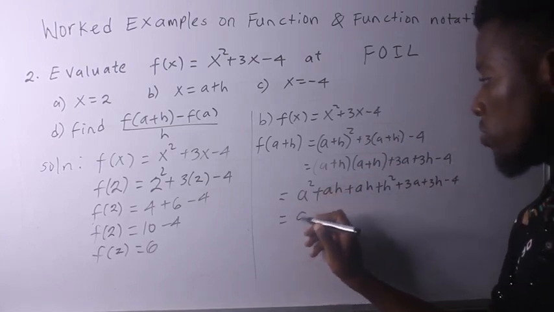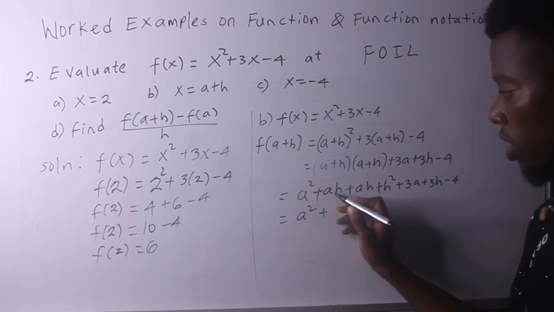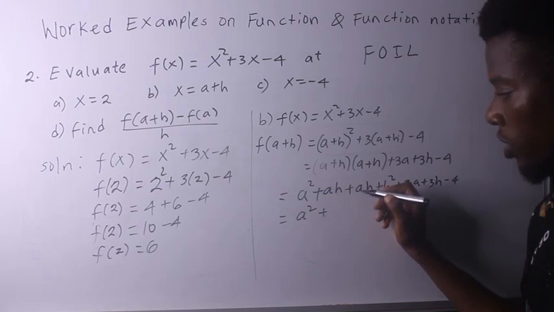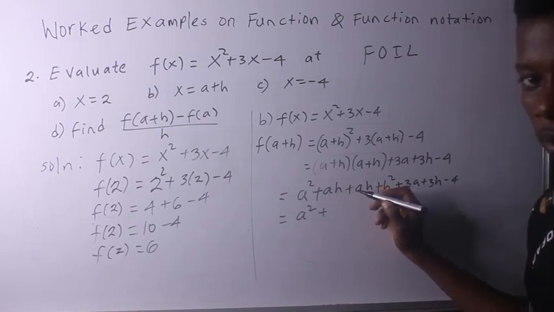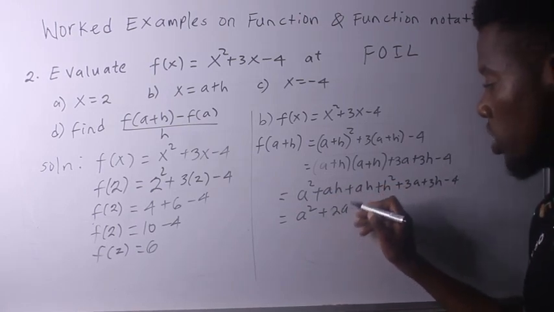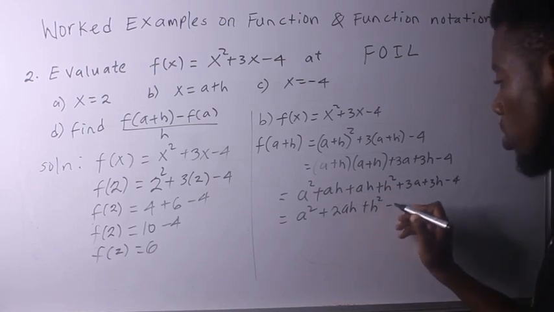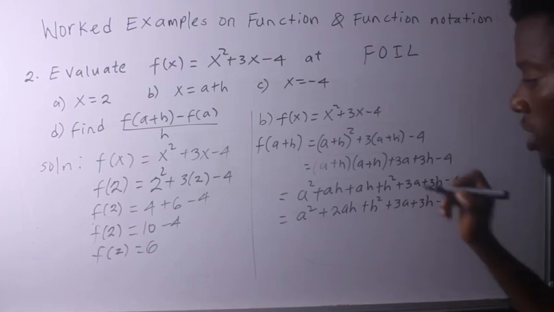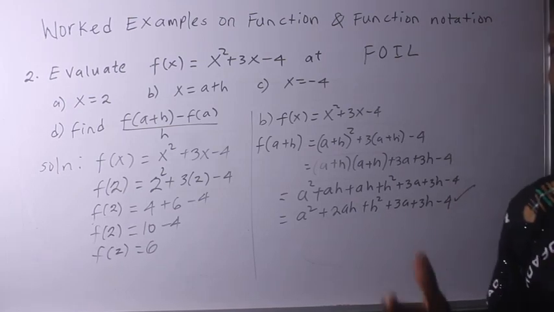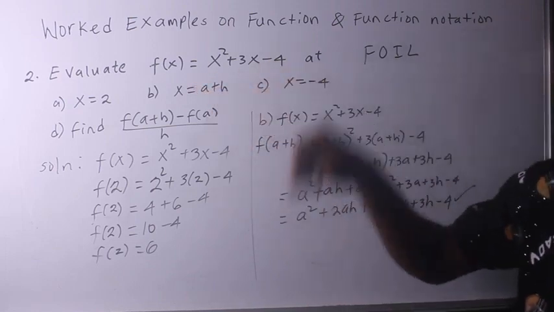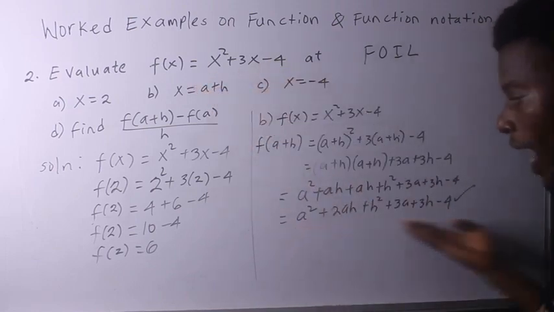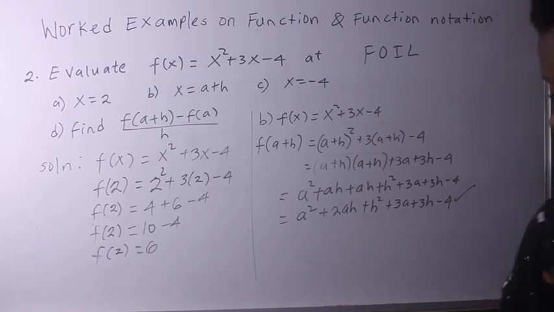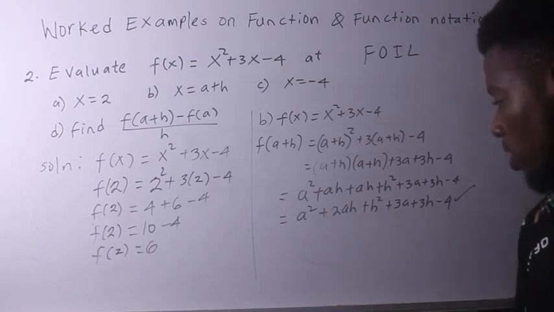So this a squared plus ah plus ah. This ah has a coefficient of 1, and this ah also has a coefficient of 1. So ah plus ah is 2ah plus h squared plus 3a plus 3h minus 4. And this is the value of f of x at x equals a plus h. Remember, we cannot add these because they're not like terms. A squared cannot be added to 2ah, 2ah cannot be added to a squared, and so on.